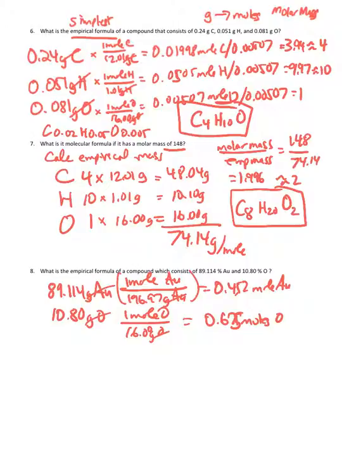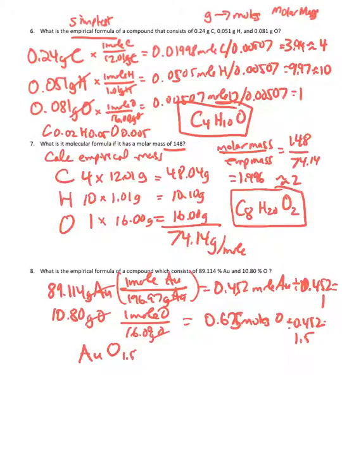So like up above, we want to divide by the smallest amount. And so 0.452 divided by 0.452 is equal to 1. And 0.675 divided by 0.452 is equal to 1.5. So if we stopped right here, we'd have Au1, or Au, then O1.5.